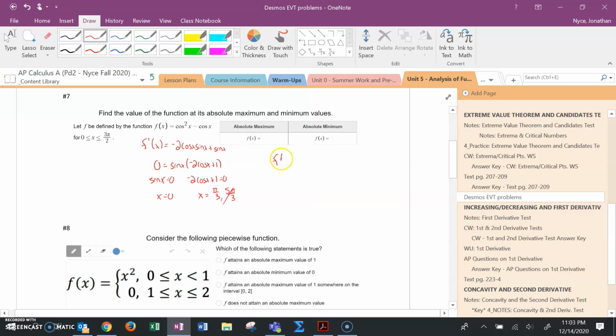So we want to find f of 0, one of the endpoints, f of pi over 3, and f of 3 pi over 2, the other endpoint. When we find these values, we find f of 0 is 0, f of pi over 3 is -1/4, and f of 3 pi over 2 is 2. So our absolute minimum value is going to be -1/4, and our absolute maximum value is going to be 2.